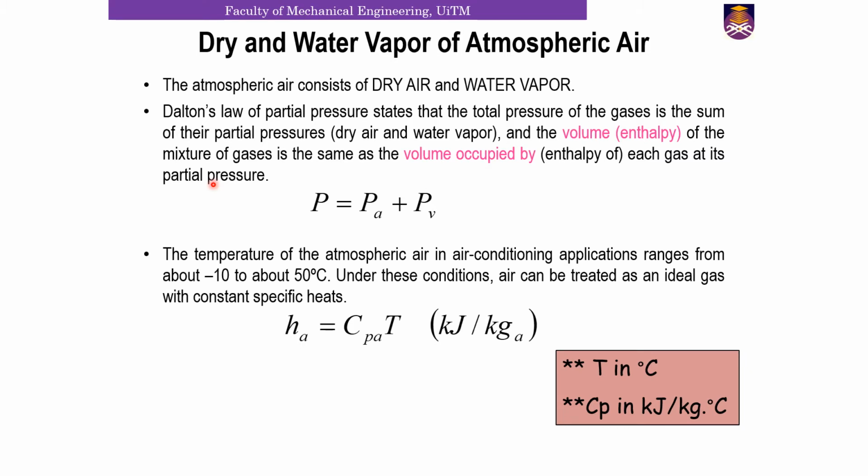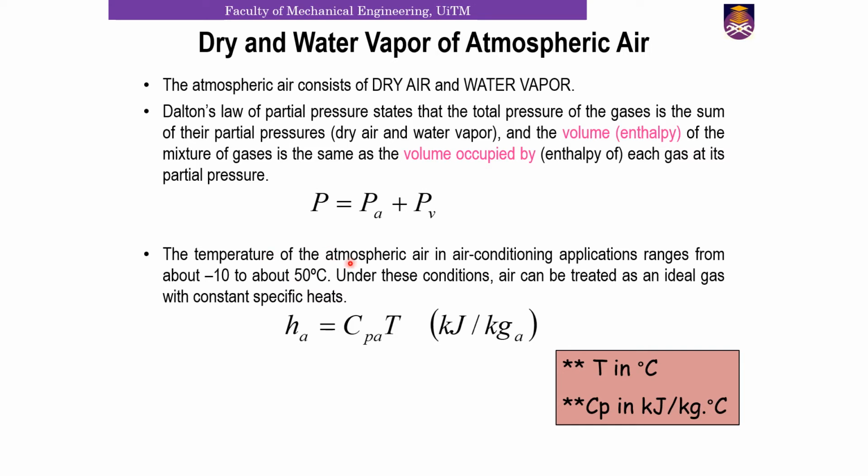For example, if you have an atmospheric pressure of 1 atm, that 1 atm constitutes the pressure of air plus the pressure of water vapor. The other point to consider here is that the volume, or the enthalpy, of the mixture of gases is the same as the volume occupied, or the enthalpy, of the constituents of each gas at its partial pressure, right? We will see in examples how to use this formula. So bear in mind, based on Dalton's law, the total pressure of atmospheric air constitutes the partial pressure of dry air plus the partial pressure of water vapor.